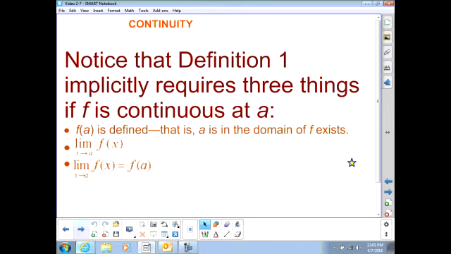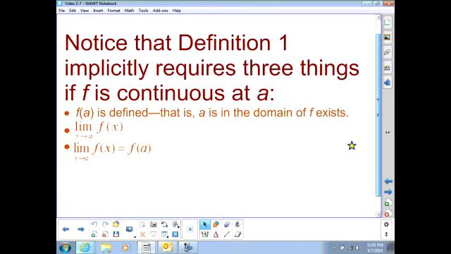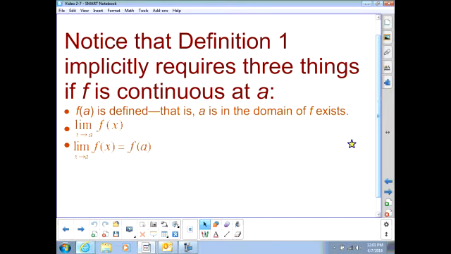So what that kind of breaks down into is you have to check three things to make sure it's continuous. And these are the three things you'll always want to check for continuity. First, is the function defined at that x value? If it's not defined at that x value, then it can't possibly be continuous at that x value if there's a hole or an asymptote. Next, can you find the limit as x approaches that value a?